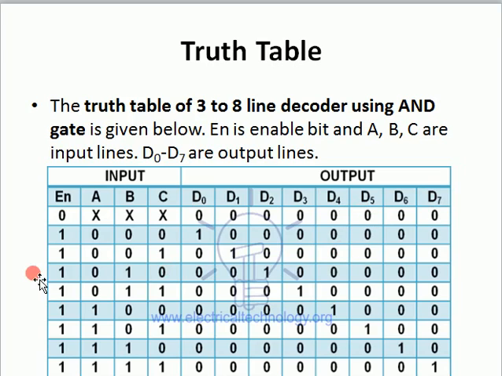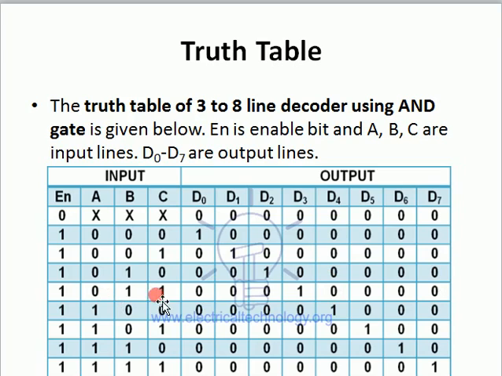So here see, at the first we are having 0 enable input, then for any combination of inputs the output will be equal to 0. Now in all the rest of the combinations the enable input is equal to 1. So see this, when we have the combination 0 0 0, then D0 is 1 and all other outputs are 0. When we have 0 0 1, then D1 is equal to 1 and all other outputs are equal to 0. In the next combination we have 0 1 0, here D2 is 1 and all other outputs are equal to 0.